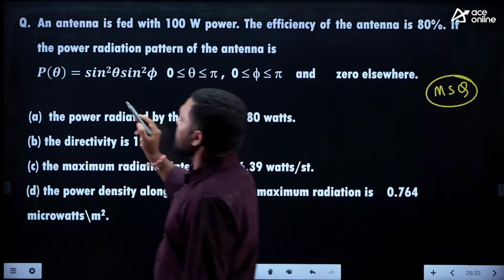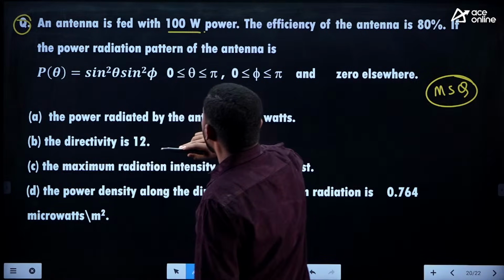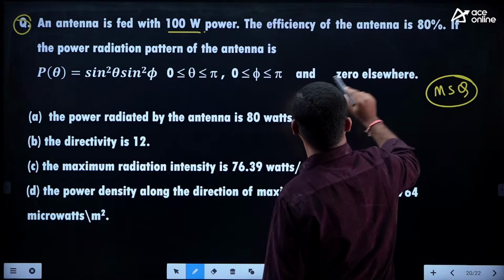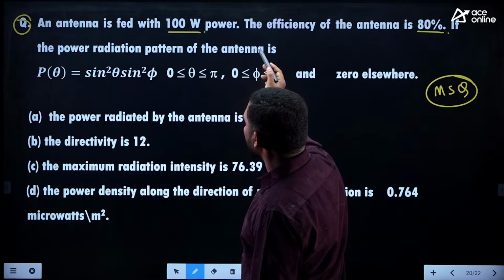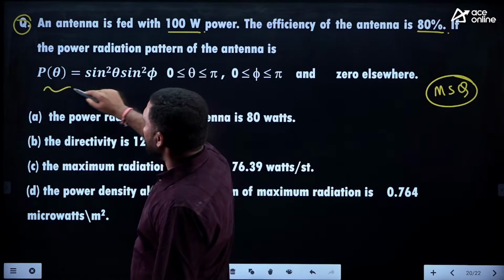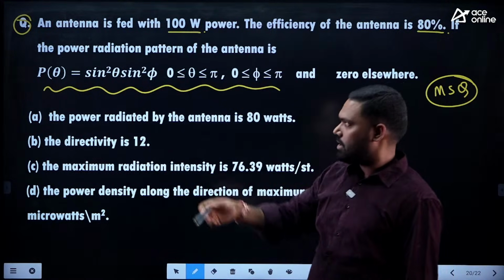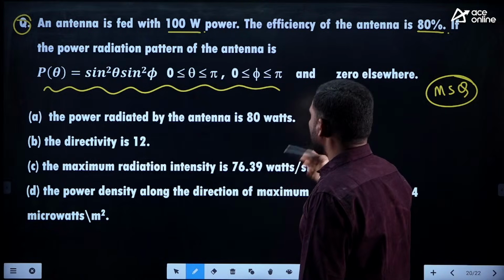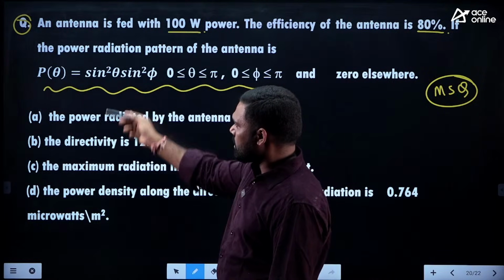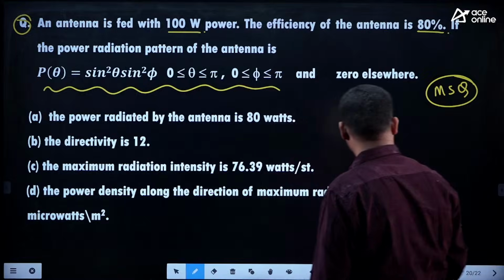An antenna is fed with 100 watts of power. The efficiency of the antenna is 80%. The power radiation pattern of the antenna is given, and zero elsewhere. See here, generally the radiation pattern is defined for the electric field, normalized radiation pattern, isn't it? But here it is defined for the power. Okay, no issue. He has drawn some observations here. The power radiated by the antenna is 80 watts. Let us check.